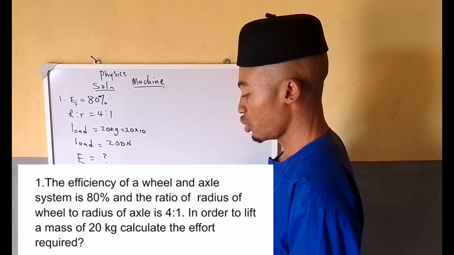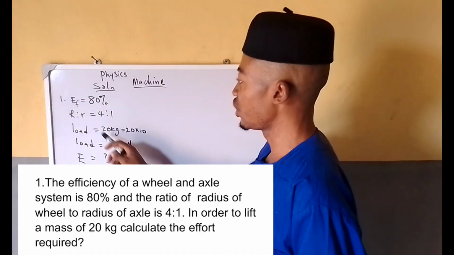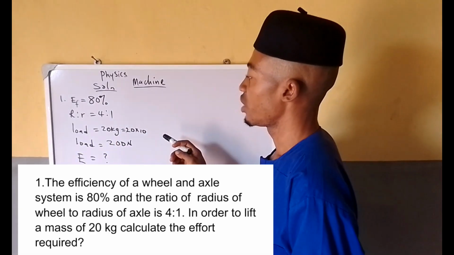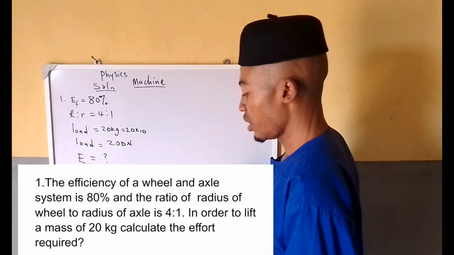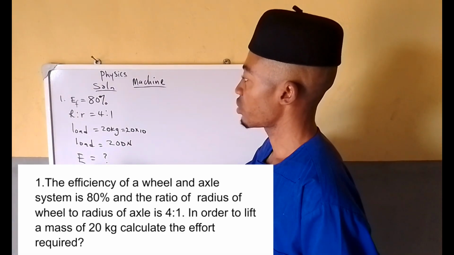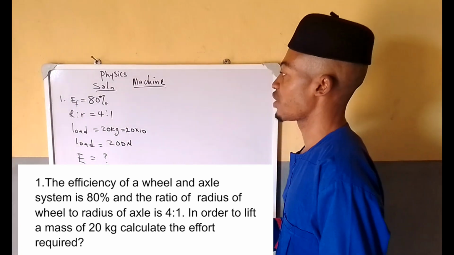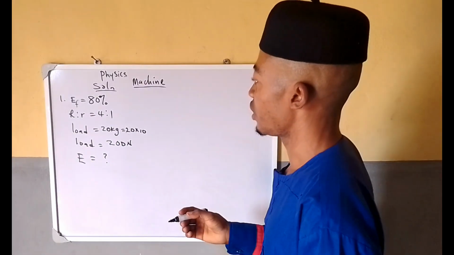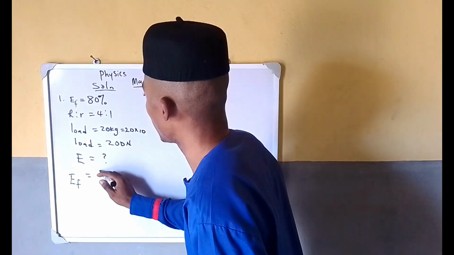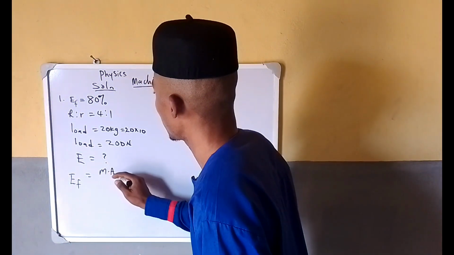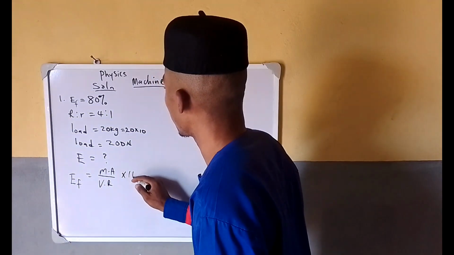So in order to lift a mass of 20 kg, the load is 20 kg. We change this load from kilogram because load is measured in Newton. Multiply it by 10 so that we get load equals 200 Newton. Then we are required to calculate the effort needed to lift the mass. So we are going to make use of the formula we already know, and that formula is efficiency of machine is equal to mechanical advantage divided by velocity ratio, multiplied by 100.